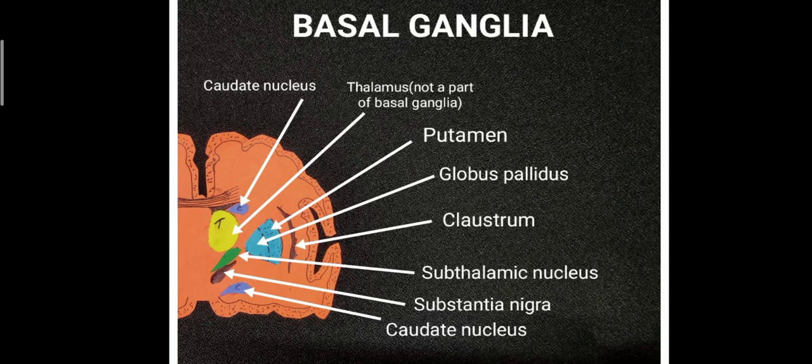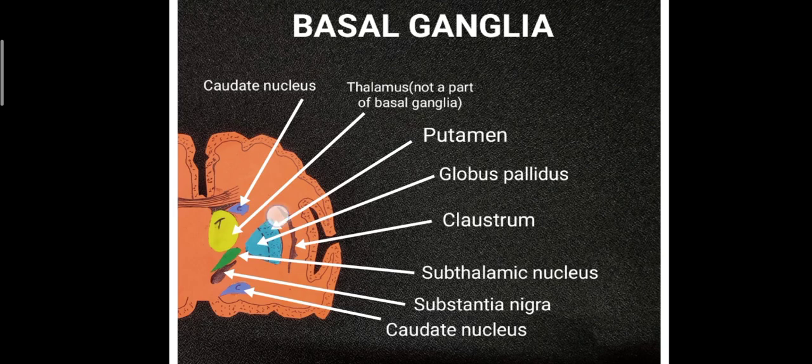Here you can see all the structures. The first one is the caudate nucleus. This is a coronal section through the brain, the cerebral hemispheres. You can see the caudate nucleus in two areas. As you have seen, the caudate nucleus has a head, body and tail, and it is arched down, which is why it appears in two sections here.